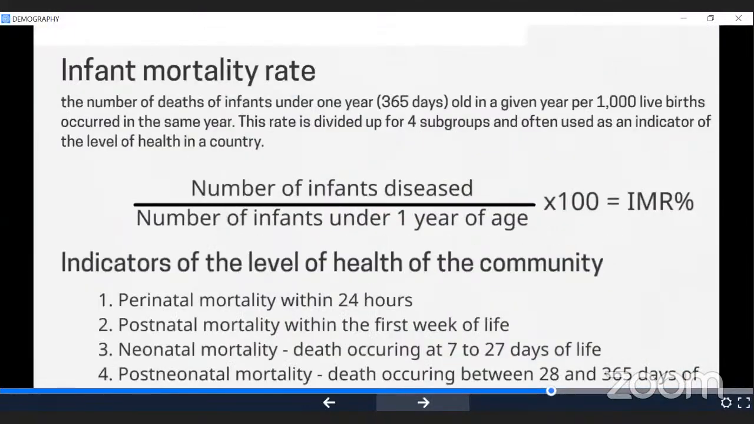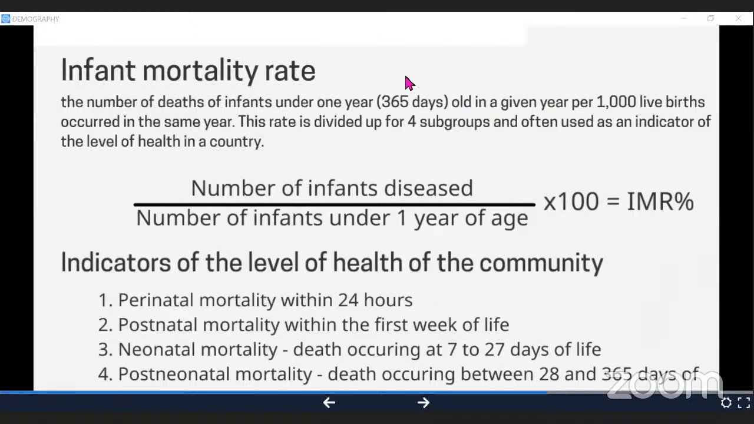So for infant mortality rate, that's the number of deaths of infants under 1 year in a given year per 1,000 live births occurring in the same year. So this rate is divided up into 4 subgroups and often used as an indicator of the level of health in a country. So number of infants deceased over number of infants under 1 year.